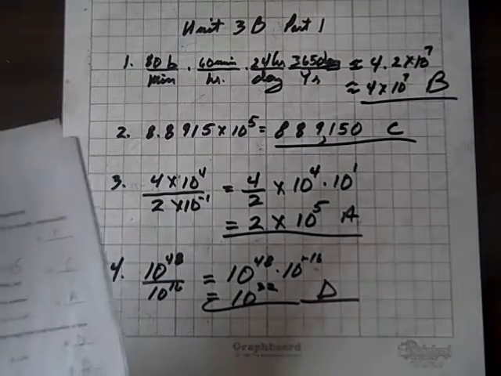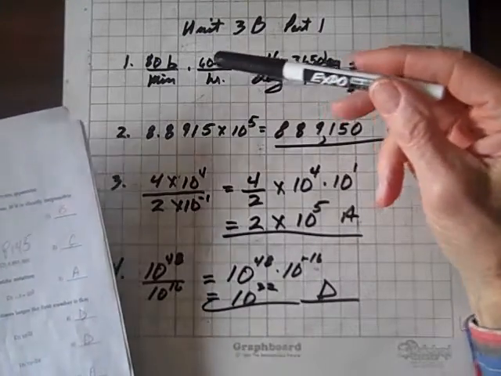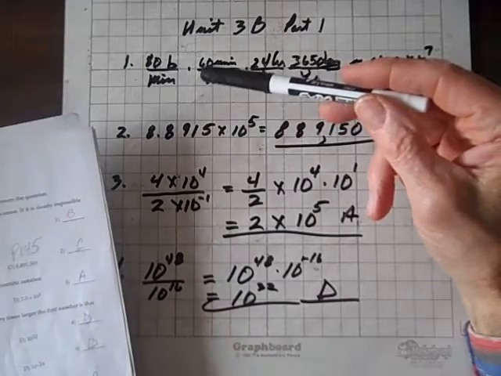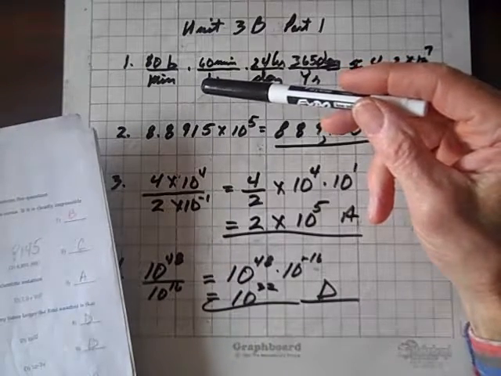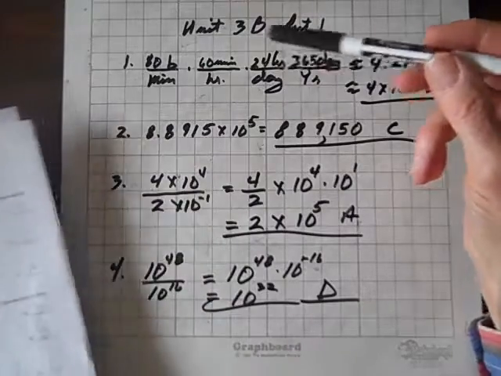Well, now we're doing Unit 3B, and this is Part 1. So the first question says, last year my heart beat 4 times 10 to the 7th times. Does this make sense? Well, let's see.